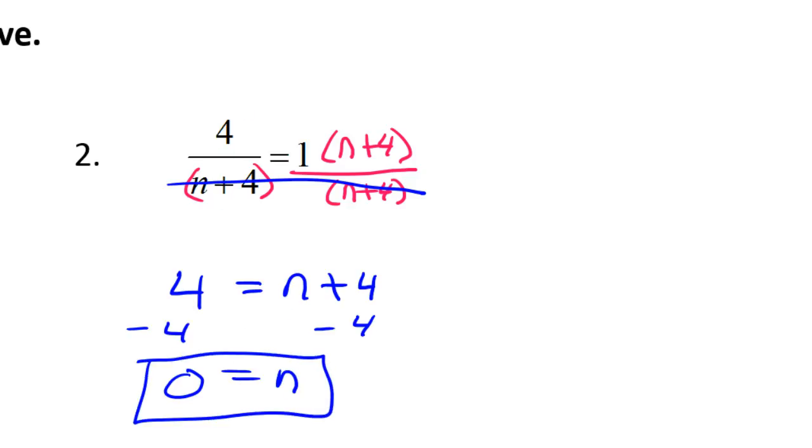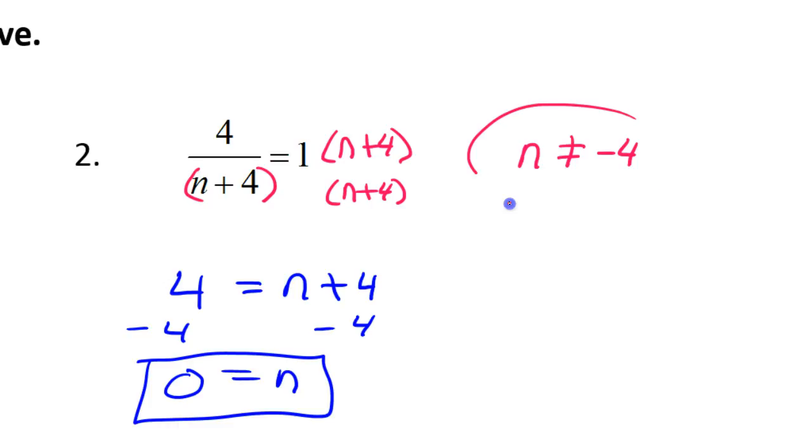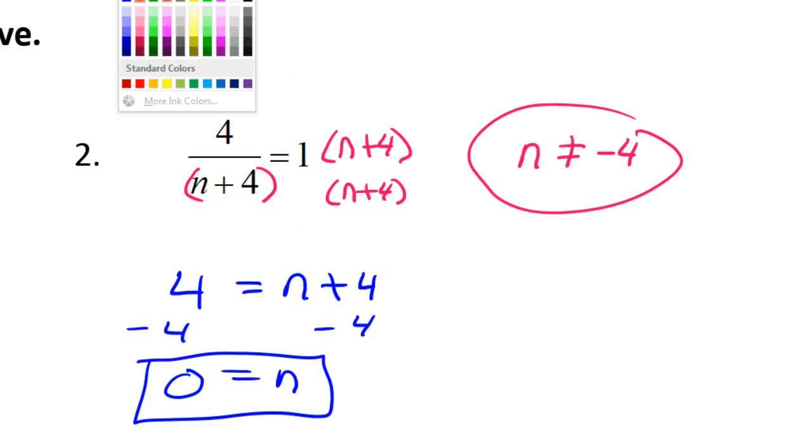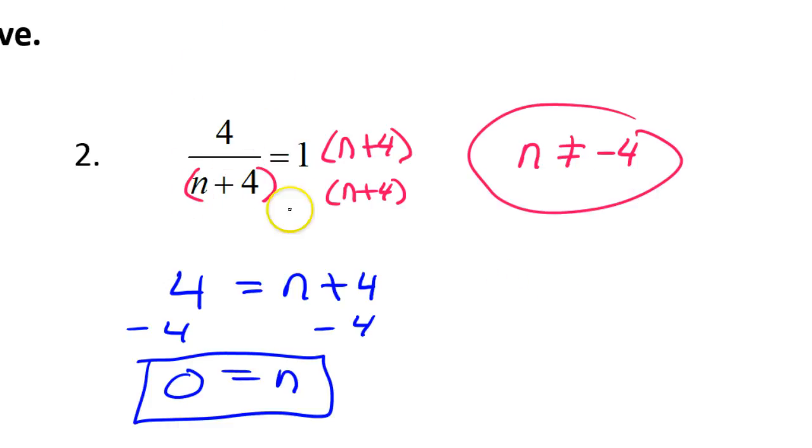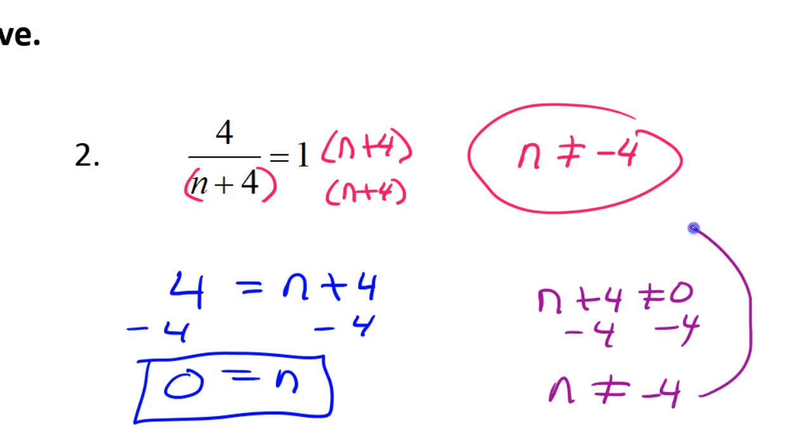Okay, I'm doing a quick check to make sure that 0 is not one of the excluded values. Looking at this denominator, I can see that n cannot equal -4. Alright, I'm getting these excluded values by setting the denominator equal to 0. I know that n plus 4, the denominator, cannot equal 0. Subtracting 4 from both sides gives me n cannot equal -4. That's where I'm getting this from.